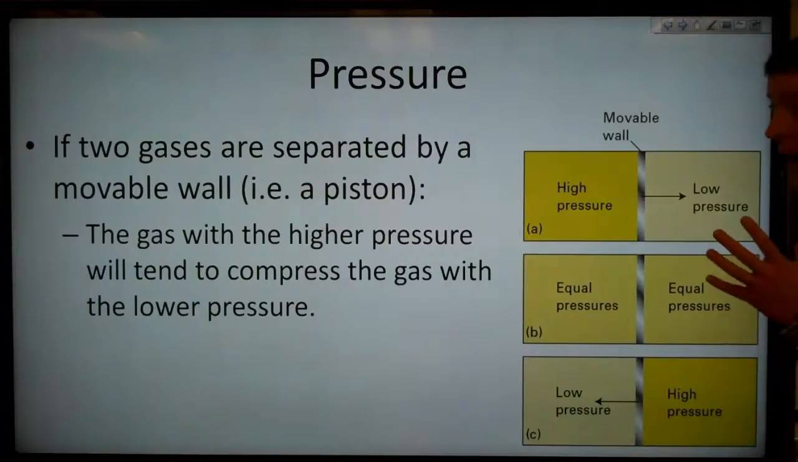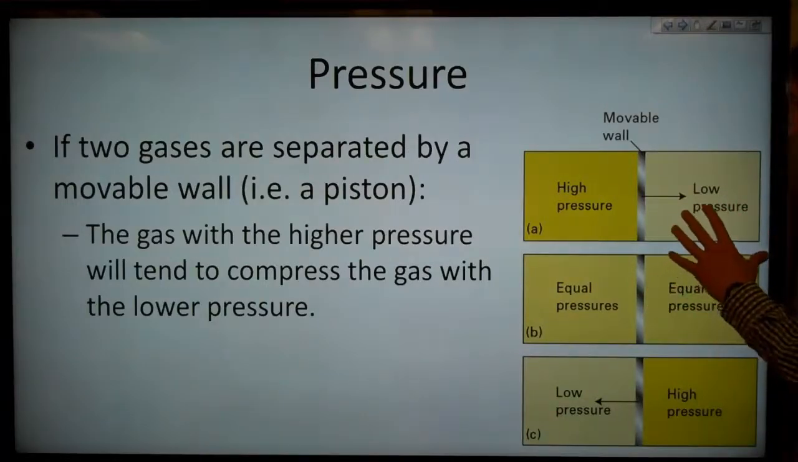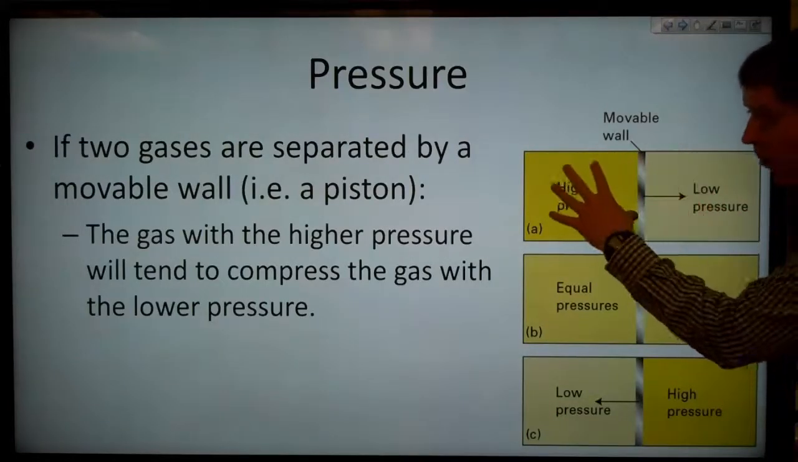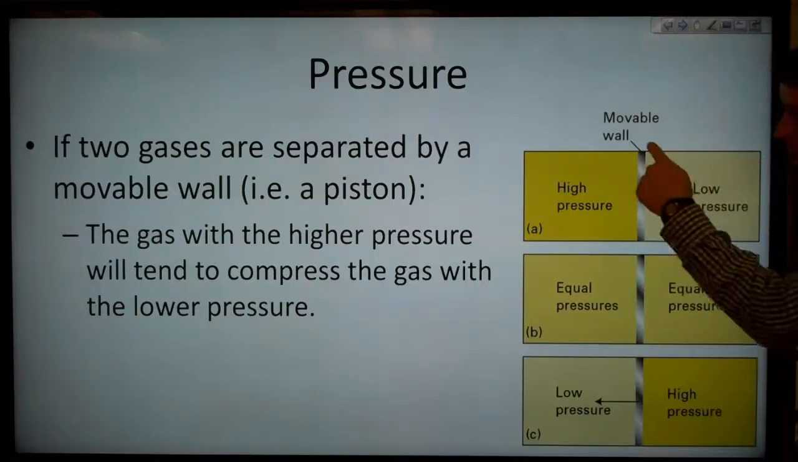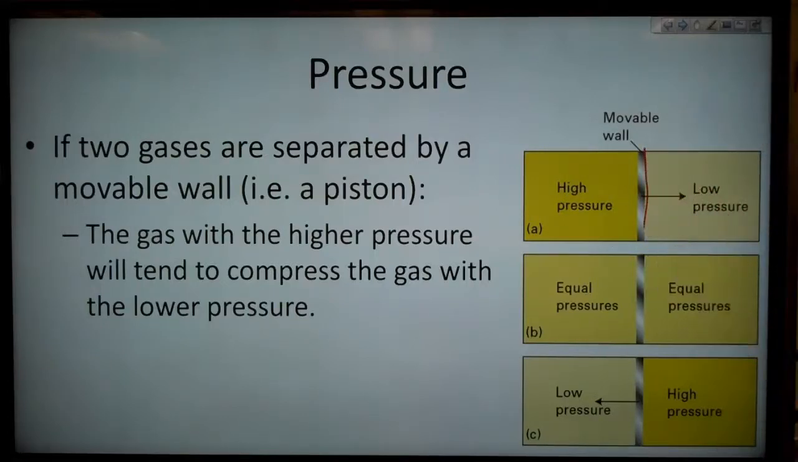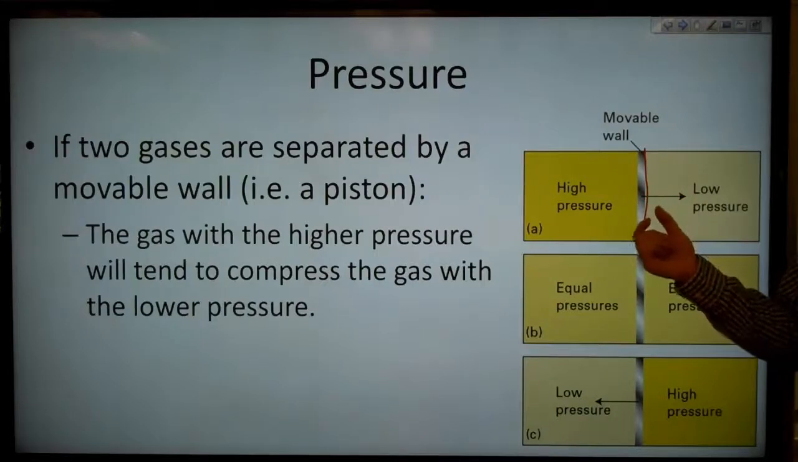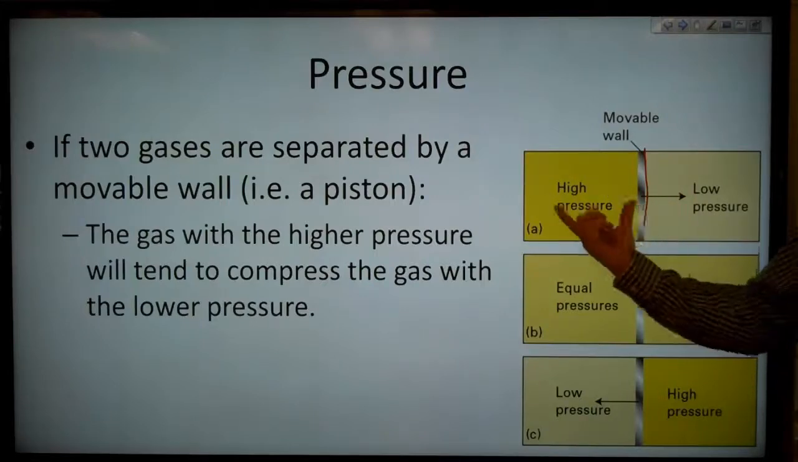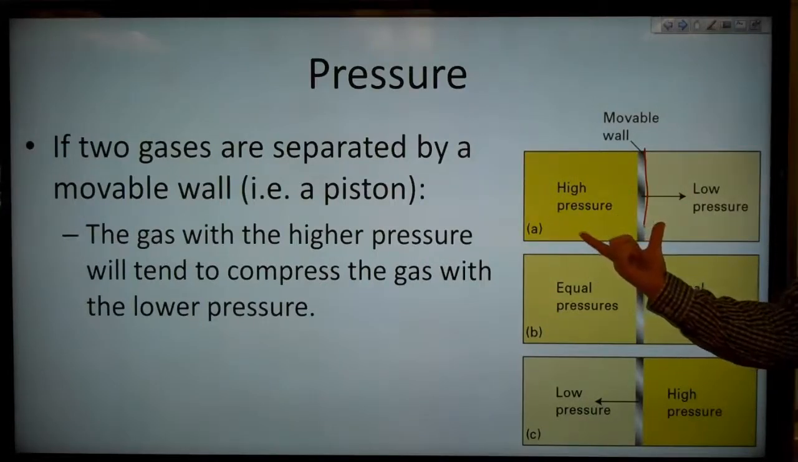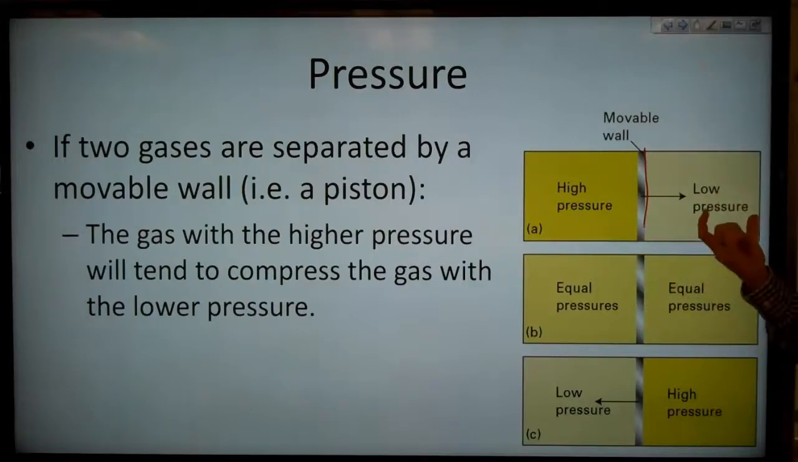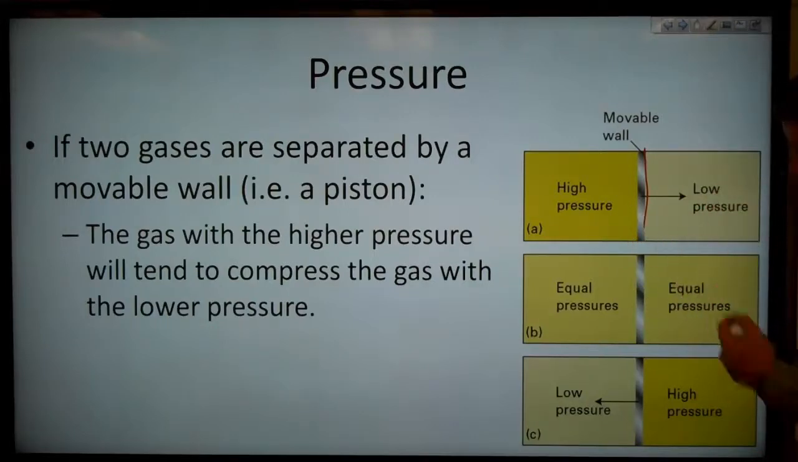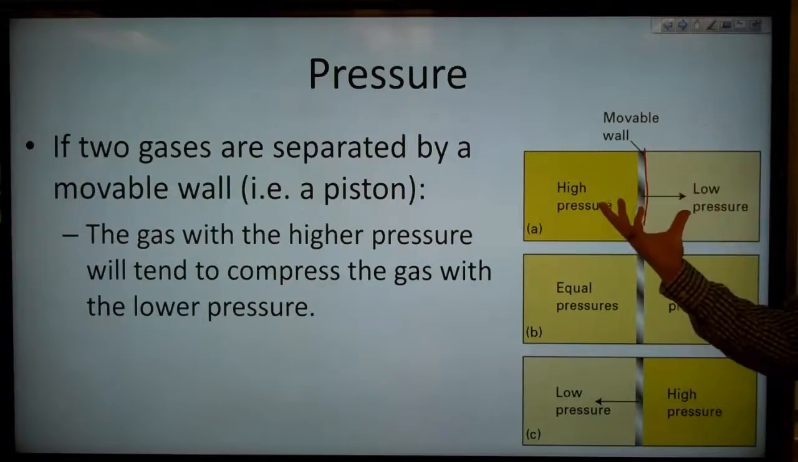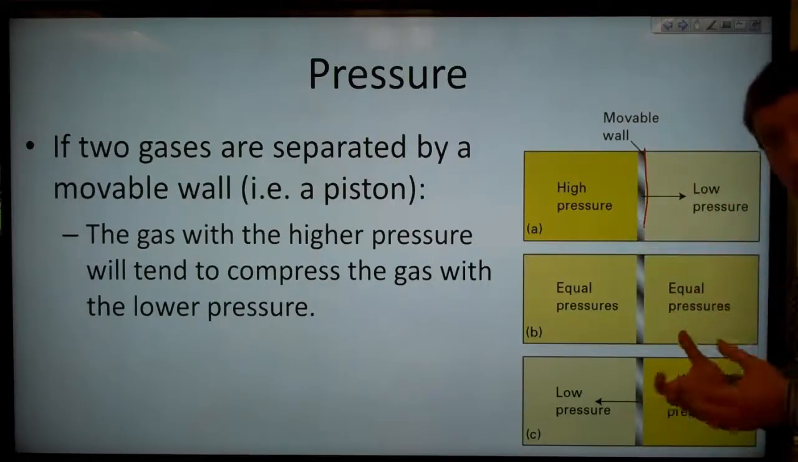So if we now have two gases separated by a movable wall, so we have one gas over here, another gas over there, and this wall in between we can move. It's a piston. So the gas with the higher pressure, in this case the one on the left, will tend to compress the gas with the lower pressure. So the piston will move to the right, and the high pressure gas will expand, which will lower its pressure.